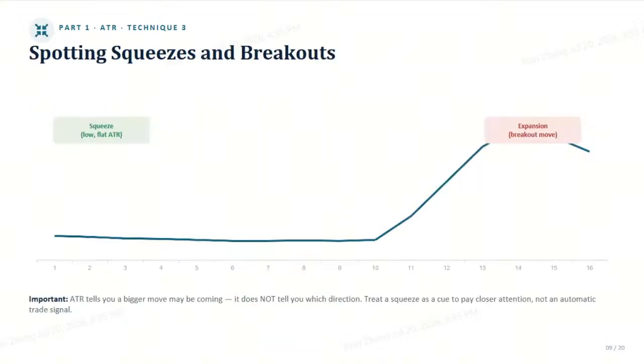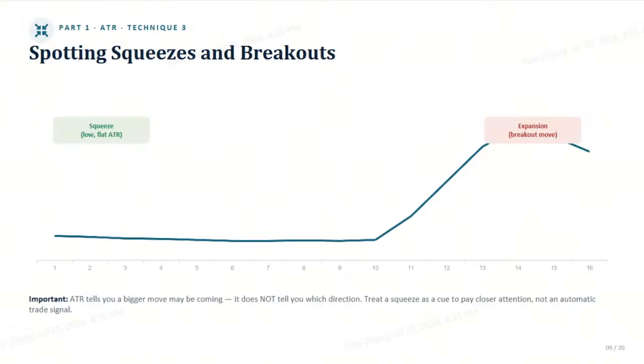Our third technique is a bit more forward-looking. Volatility tends to move in cycles, periods of calm followed by periods of expansion, back to calm, and so on. Markets rarely stay quiet forever. When you see ATR sitting low and flat for an extended stretch, that often means the market is coiling, trading in a tight, indecisive range, sometimes called a squeeze.